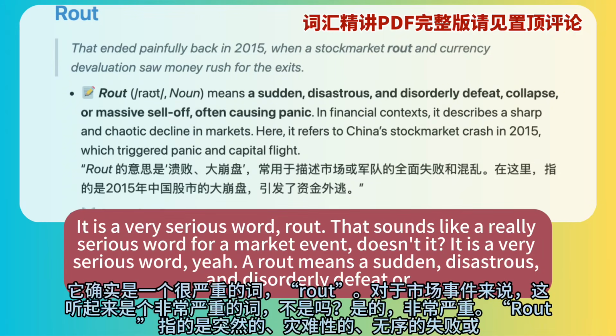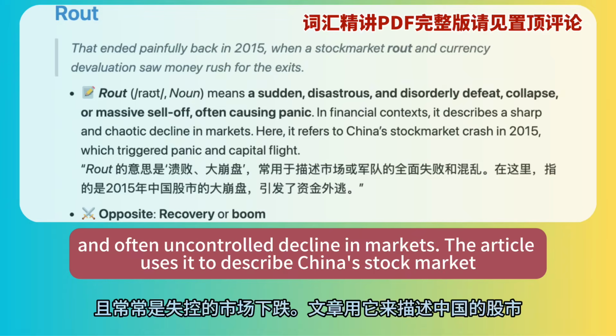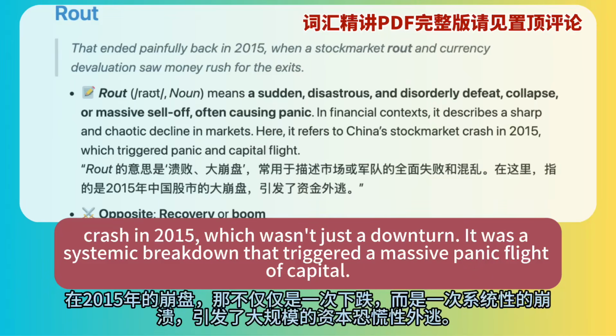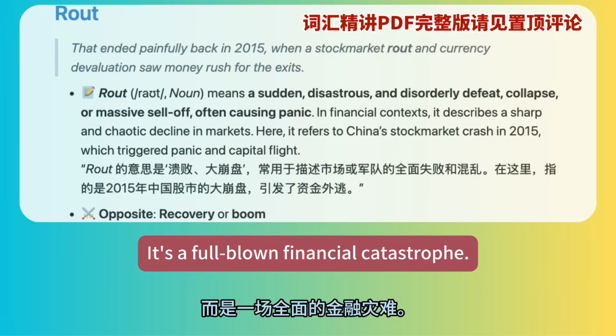It is a very serious word, yeah. A rout means a sudden, disastrous, and disorderly defeat or collapse, often sparking widespread panic. In financial terms, it's a sharp, chaotic, and often uncontrolled decline in markets. The article uses it to describe China's stock market crash in 2015, which wasn't just a downturn, it was a systemic breakdown that triggered a massive, panicked flight of capital. So not just a correction or a dip, it's a full-blown financial catastrophe.